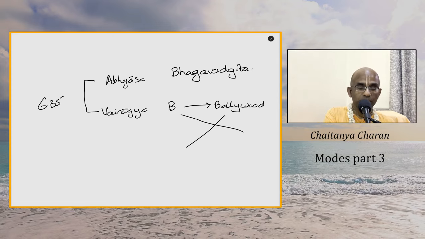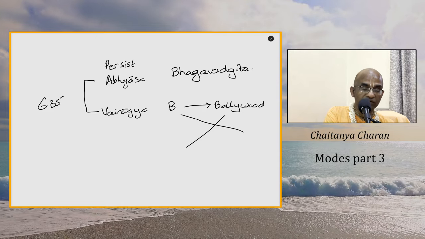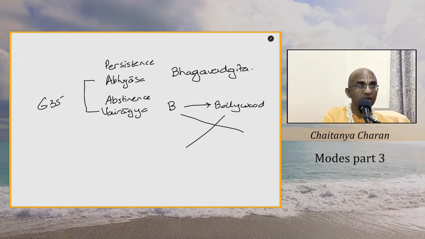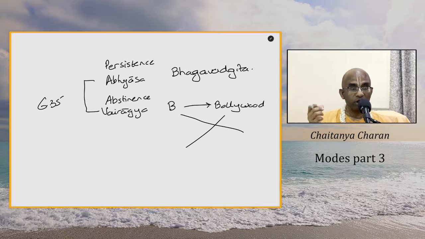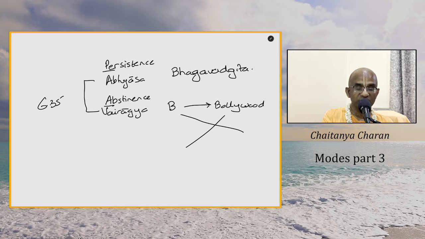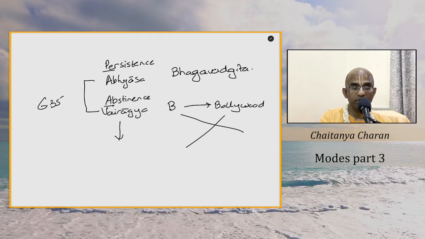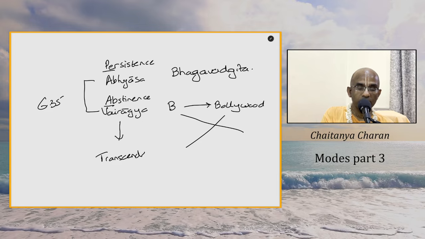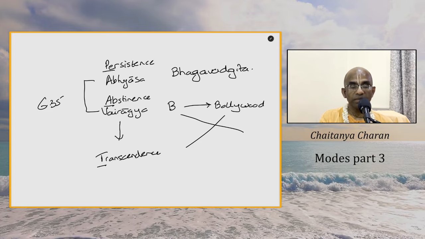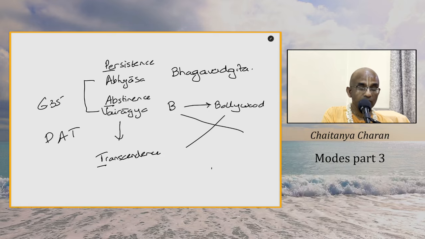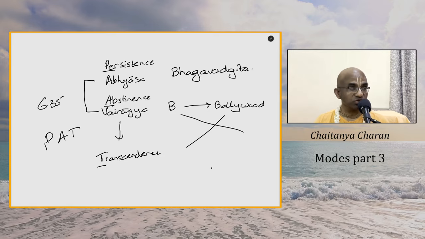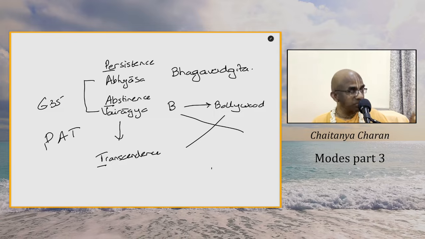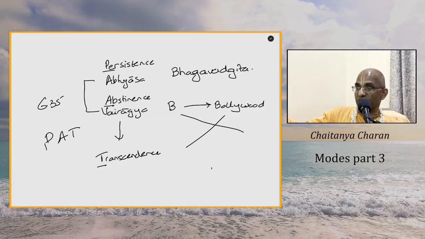So basically, abhyasa is persistence. Vairagya is abstinence. You have heard the word abstain from something, not do it, so abstinence. Persistence and abstinence, both of these together will lead to transcendence. Brahma Bhuyaya Kalpate. So PAT. We need to sometimes pat our mind towards change. We don't force our mind, we don't crush our mind. So persistence and abstinence will take us towards transcendence.